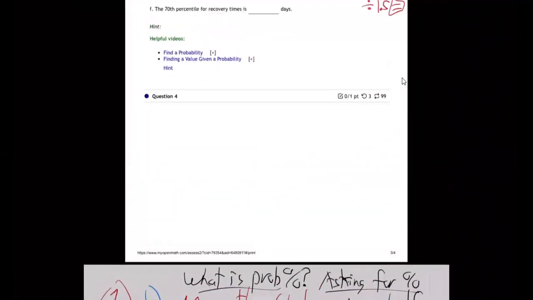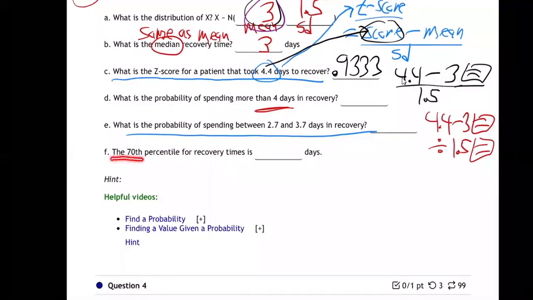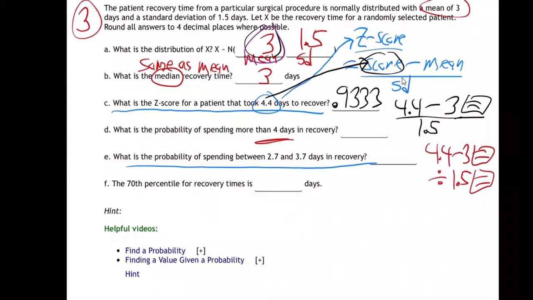All right, and now let's go up finally to part F, the 70th percentile. So that's what's new. That's what I wanted to show you. How do we find the 70th percentile? 70th percentile. What in the world does that mean? Let's take a look. So for number 3, part F, 70th percentile.